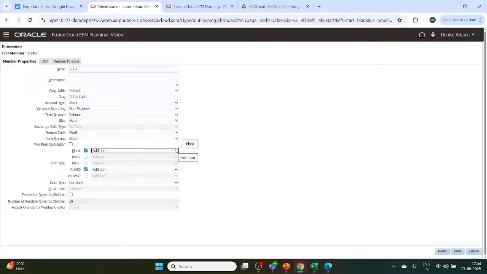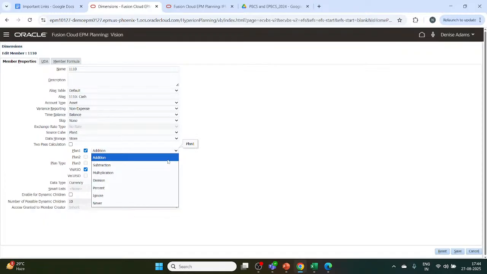If we choose addition here, then the value would be added here, like the cash. What would be the nature of cash? Here I have chosen addition, so it will be added here. And if I choose subtraction, then it will be subtracted from the value. It will be multiplied if we choose multiplication, and divided if we choose division. There are also the options percent, ignore and never.